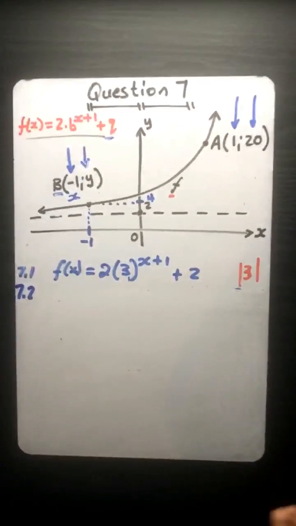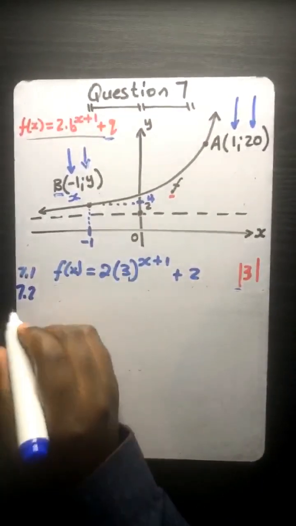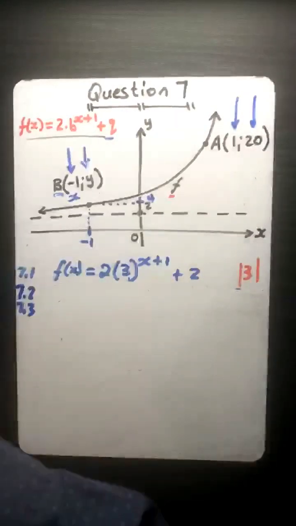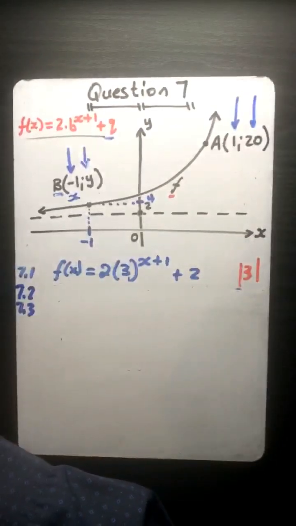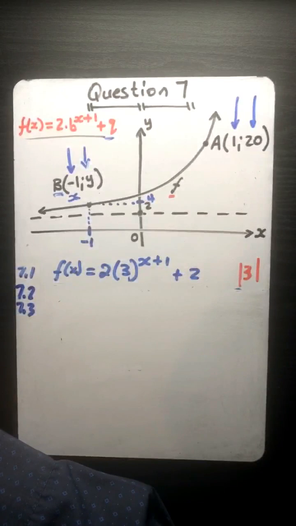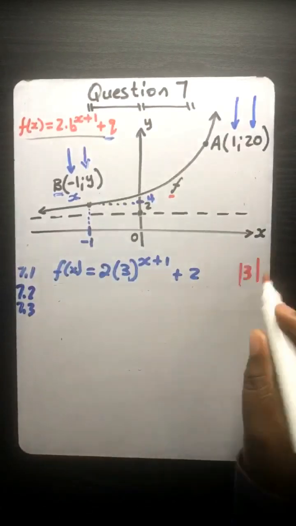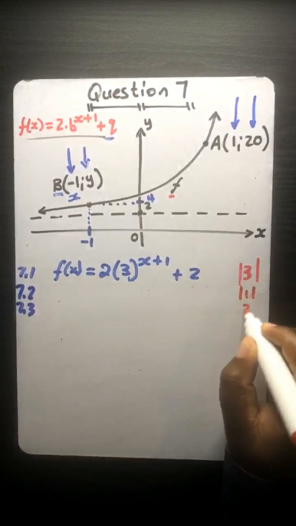So now let's move on to 7.3. Under 7.3, it says determine the average gradient of the curve between point A and point B. Anyone who would like to give it a try? I'm telling you, if you get it correctly, I'm going to give you 2 marks.